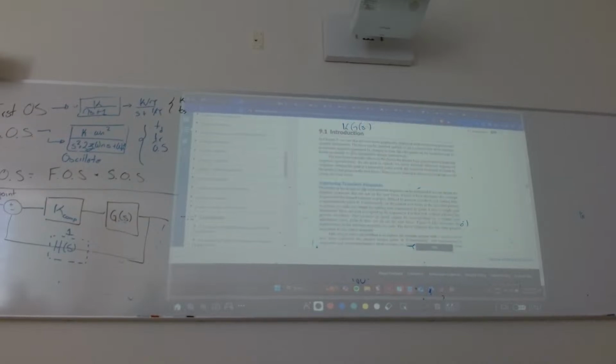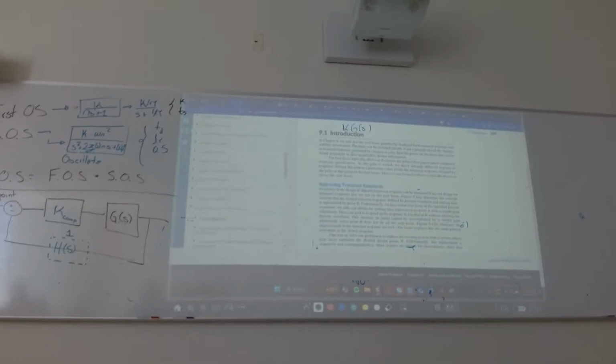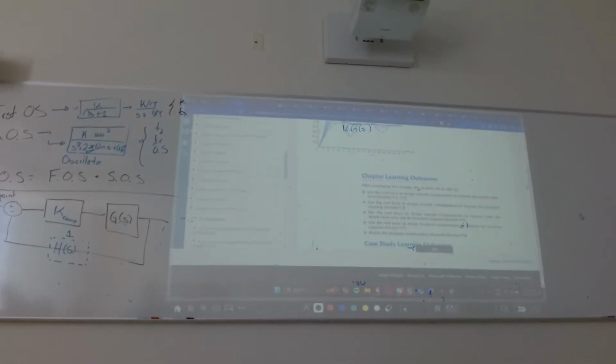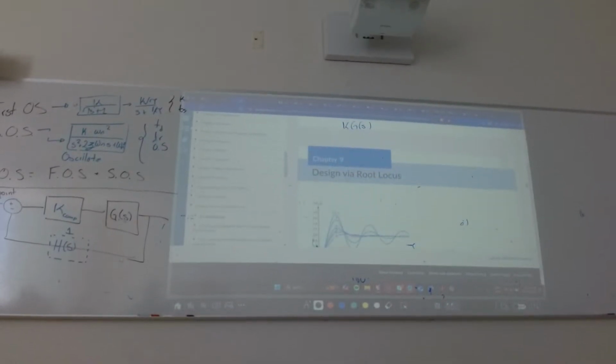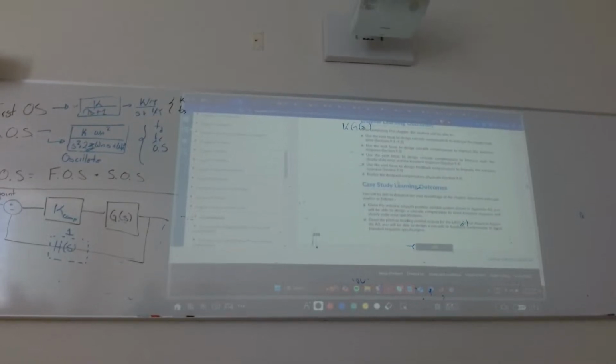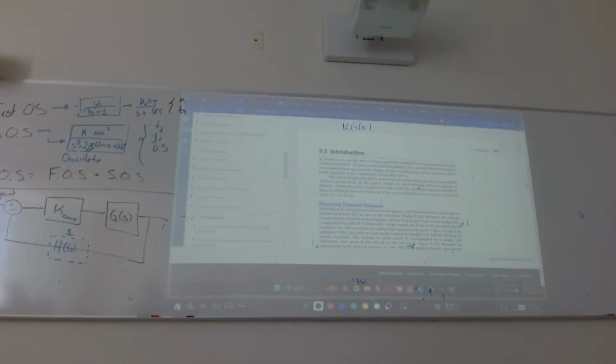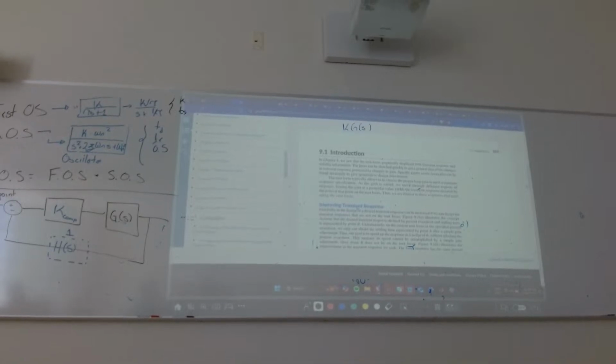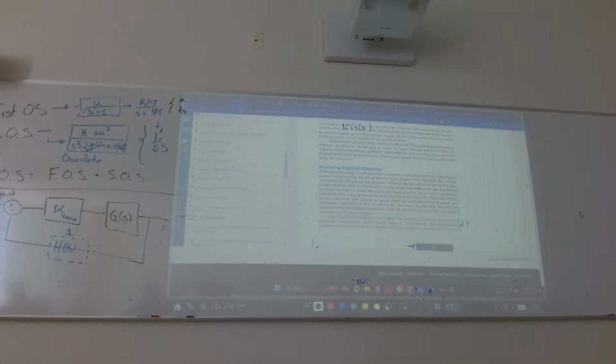Okay, so the idea here is really simple. This guy writes a little bit redundant. Here, designed via Rodolfo, he says we need to improve transient response. Improve transient response means I have an original transient response.